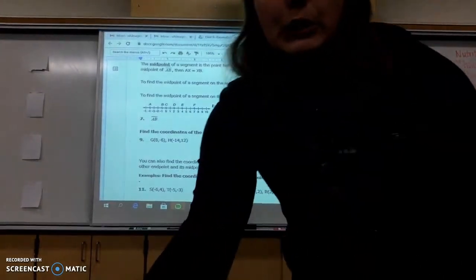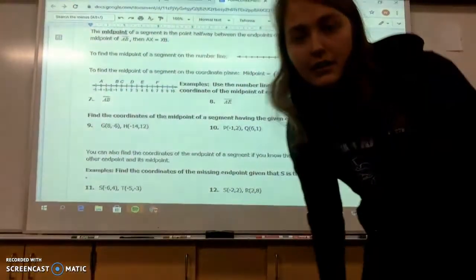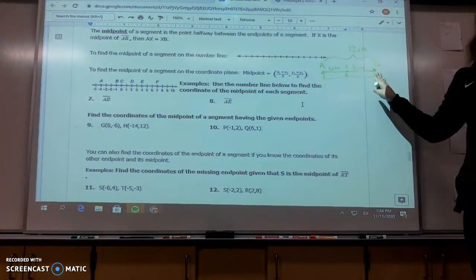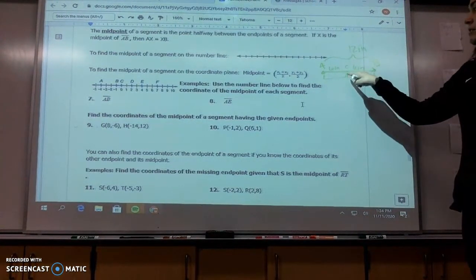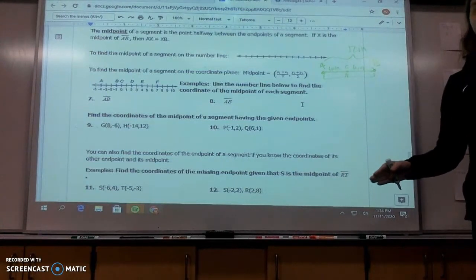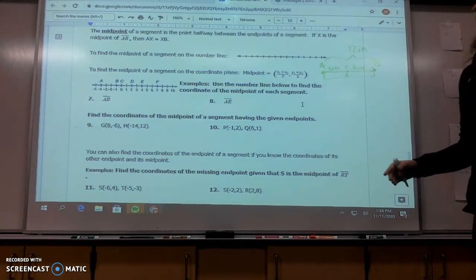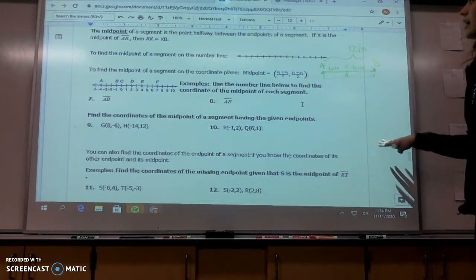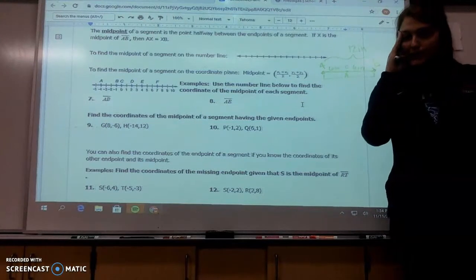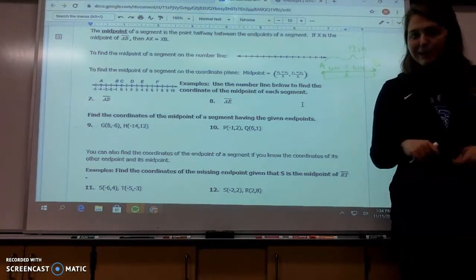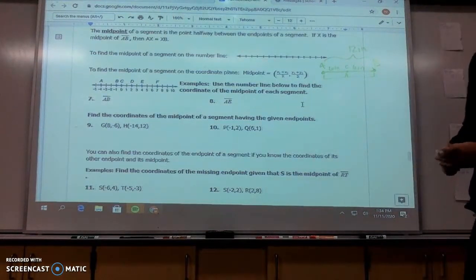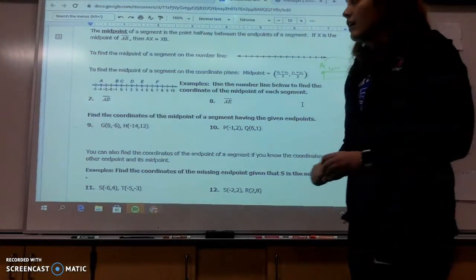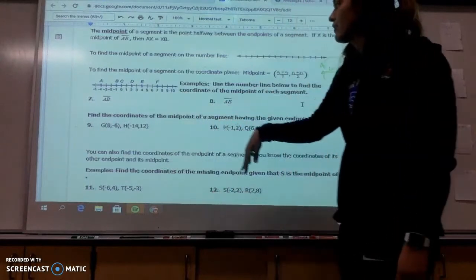Maybe I should scoot this closer. Does that work? Oh yeah, that's so much better. So as you can see, my line segment, 12 inches long. The midpoint breaks it up right in half, okay? I love these kind of questions because all I have to do is divide by 2 to find the midpoint, right?